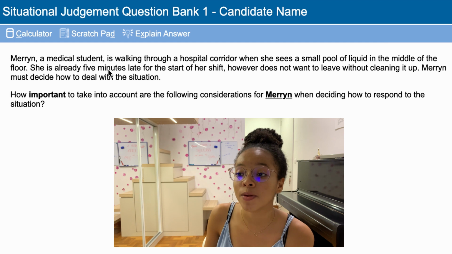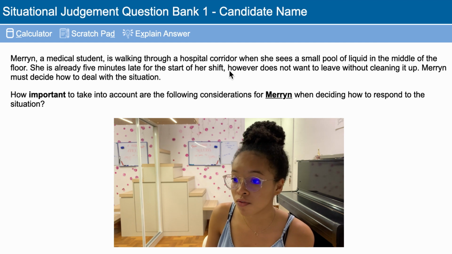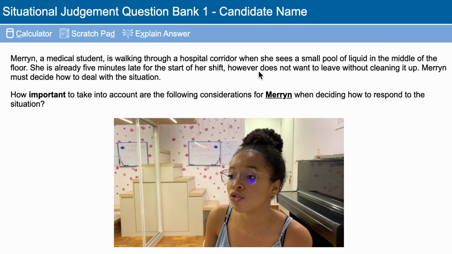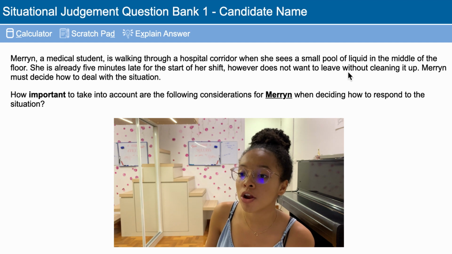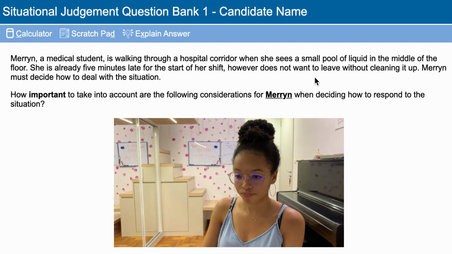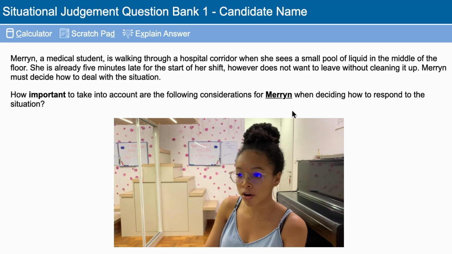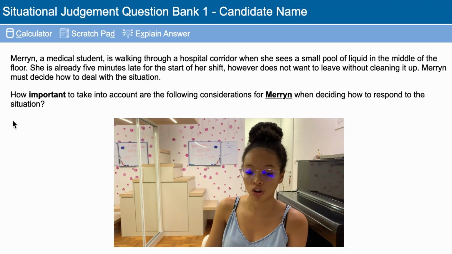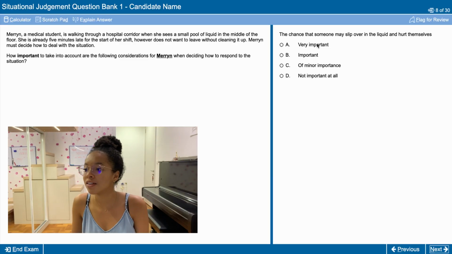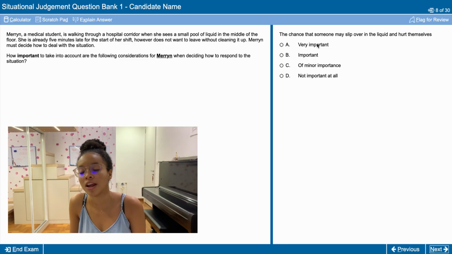She is already 5 minutes late for the start of her shift. However, she does not want to leave without cleaning it up. Marin must decide how to deal with the situation. So how important to take into account are the following considerations for Marin when deciding how to respond to the situation: the chance that someone may slip over the liquid and hurt themselves.